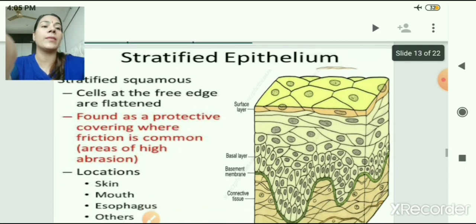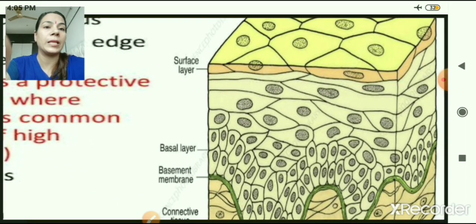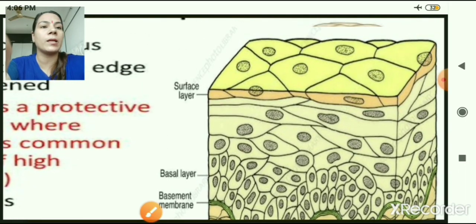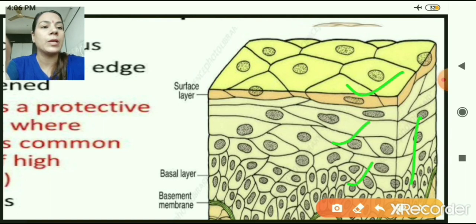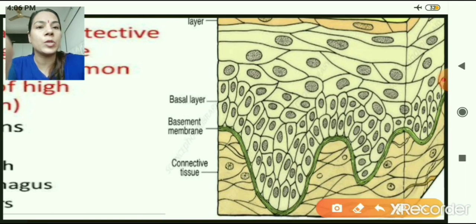Here in this diagram you can see stratified squamous epithelium. You can see so many strata are there. This is one stratum, here one more stratum and one more stratum. Similarly, you can see other strata here. And you can also see a very important part here, the basement membrane, which is separating this tissue from these tissues.